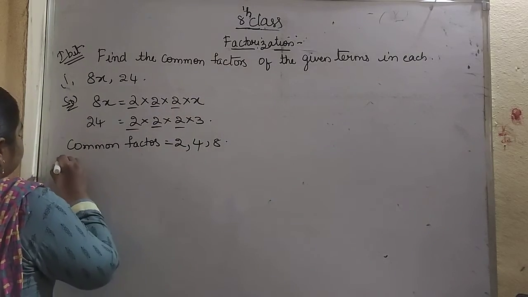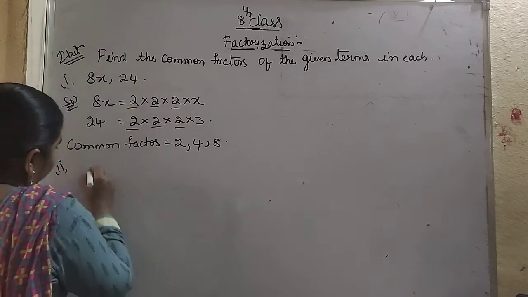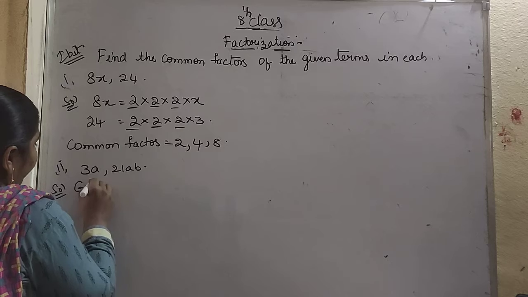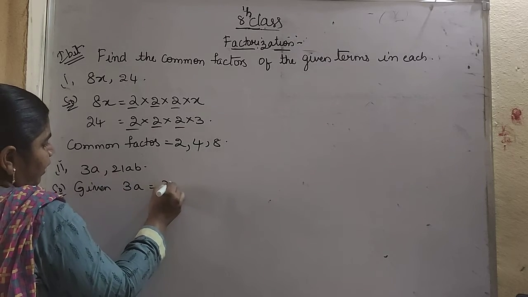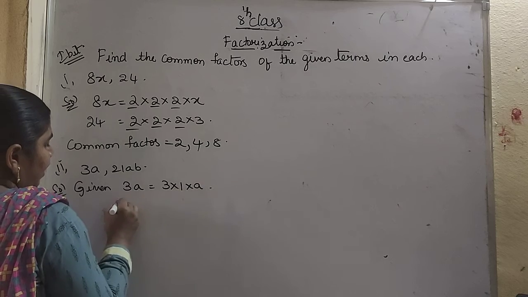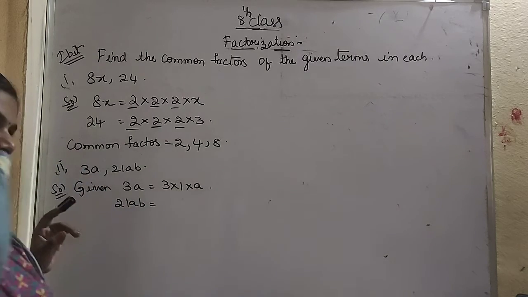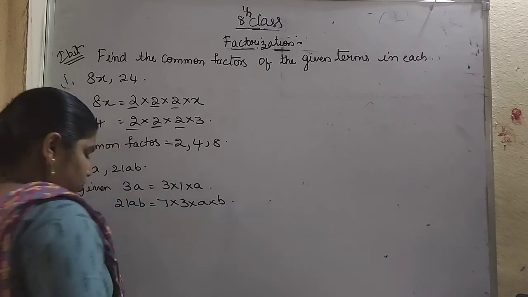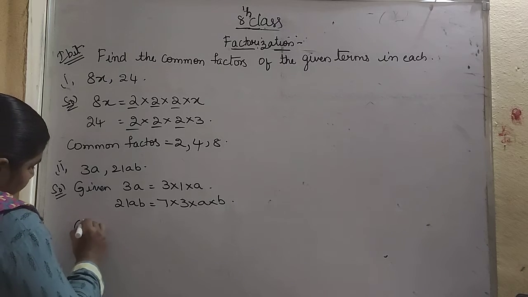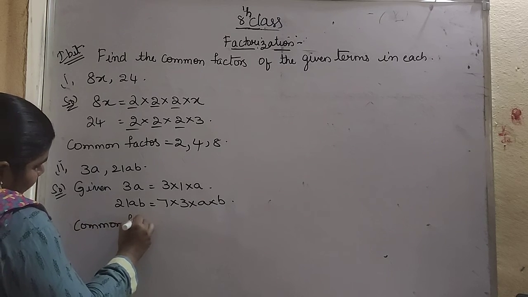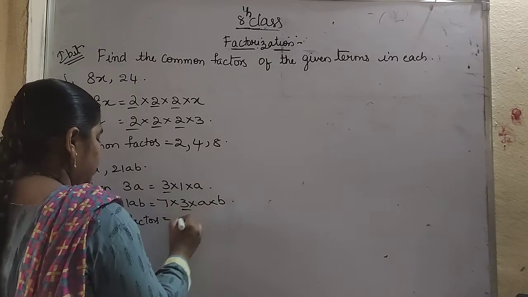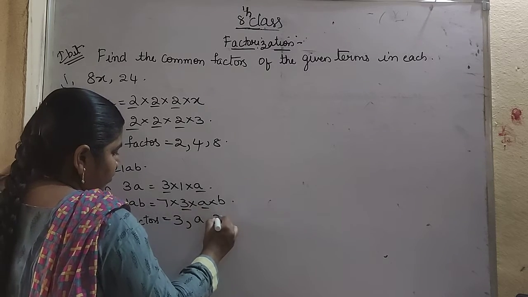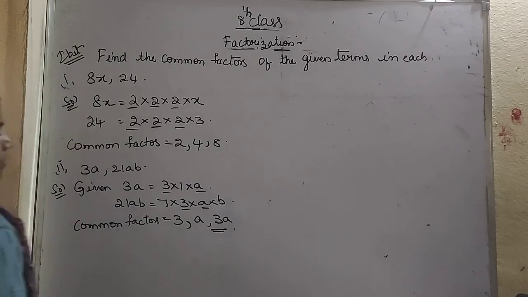So second question is 3a, 21ab. So we have to find out the factors for this. So 3a can be written as 3 into 1 into a, and 21ab can be written as, 21 can be written as 7 into 3, so 7 into 3 into a into b. Now you have to take out the common factors. So 3 is a common factor, a is a factor, and 3 into a will be equal to 3a. So these are the common factors for the second one.